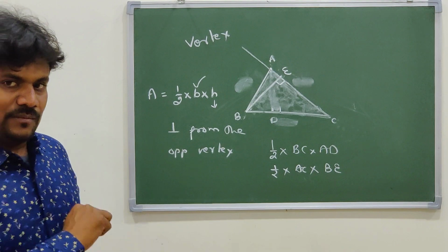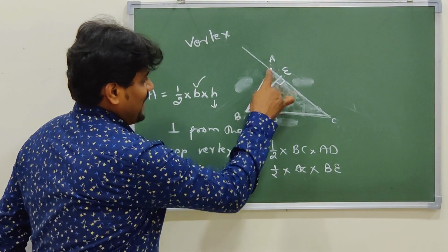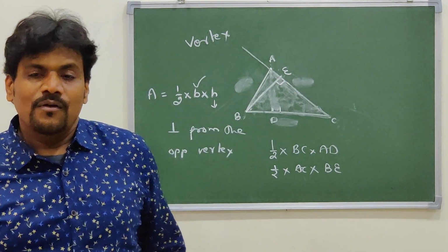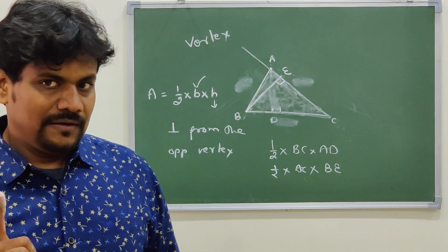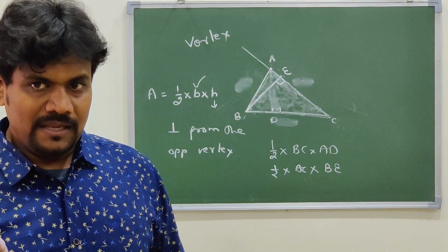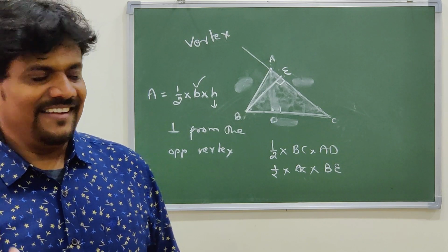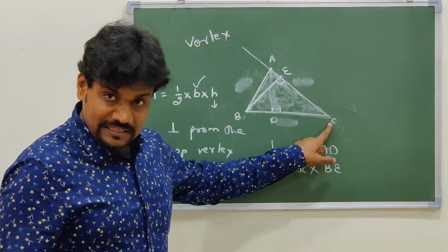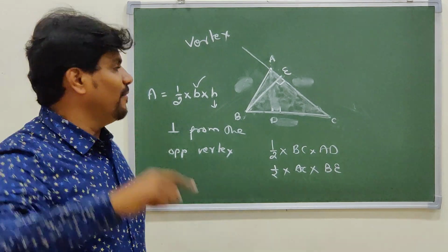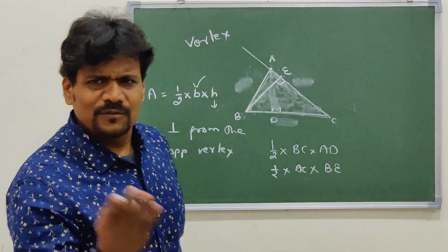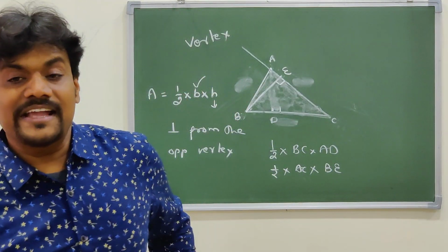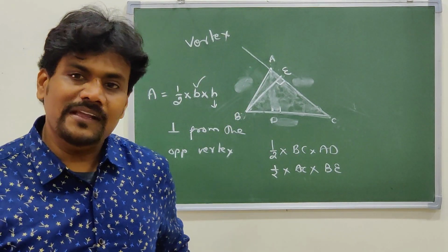Now, I ask you something. Suppose we take AB as the base. What will be the perpendicular? From where will you draw the perpendicular? A, B, or C? It must be from C. So the new area of the triangle will be half into AB into CF, let's say F. And in all the three cases, the area will be the same.